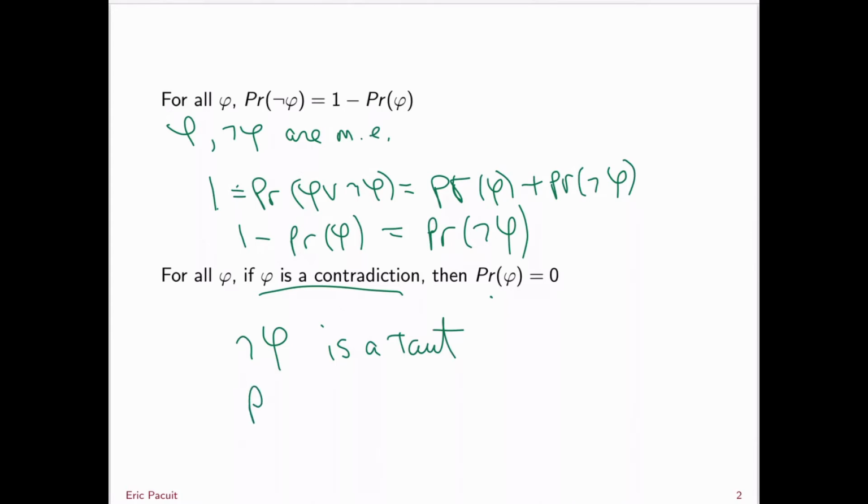And we know that the probability of not phi must be equal to 1 minus the probability of phi. But if not phi is a tautology, we know that this must be equal to 1. So if the probability of not phi is equal to 1, and the probability of not phi is equal to 1 minus the probability of phi, the only thing that the probability of phi could be is 0.